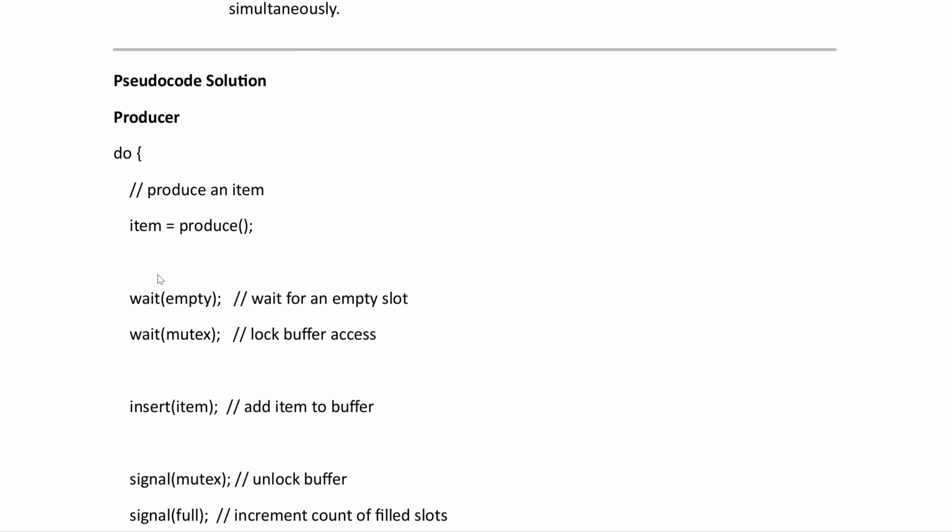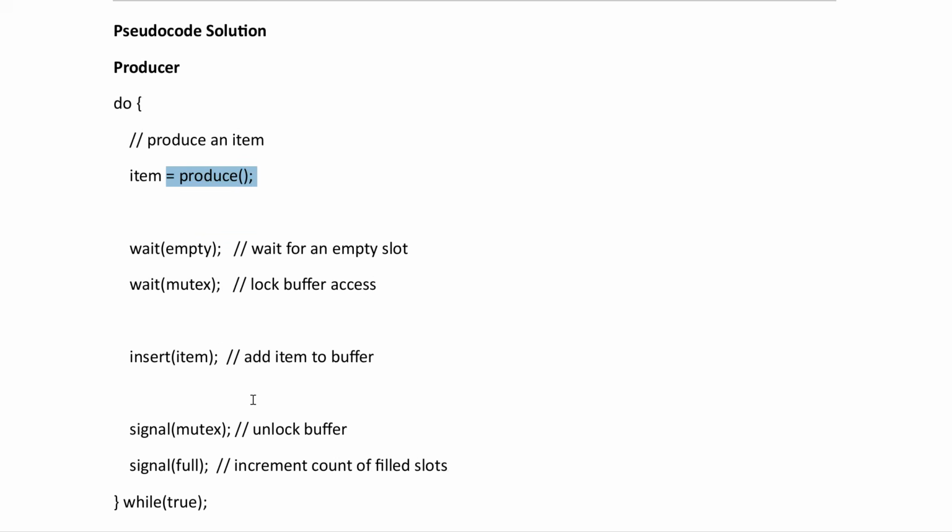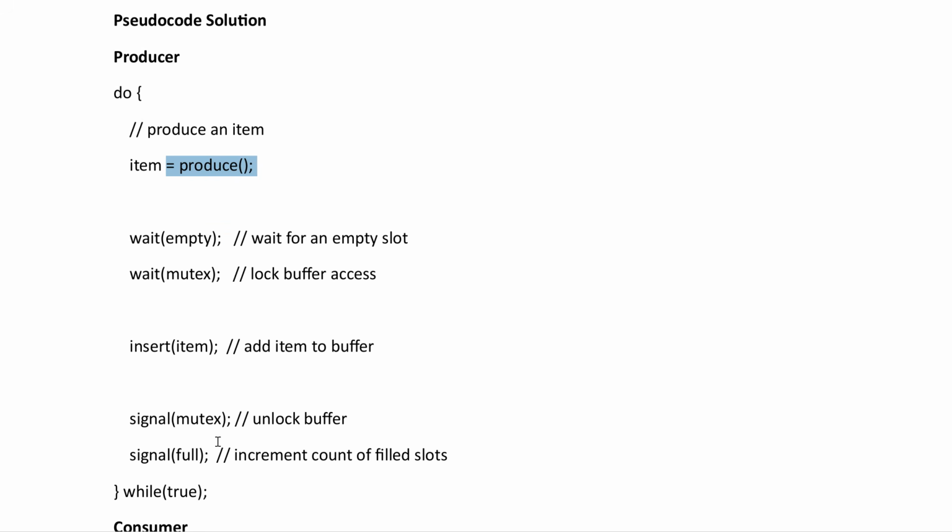This is the pseudocode for the problem. Producer do while loop. In the case of the producer, we have to produce an item, right? So the item will be produced first, right? There are two types of operation. One is wait, another is signal.